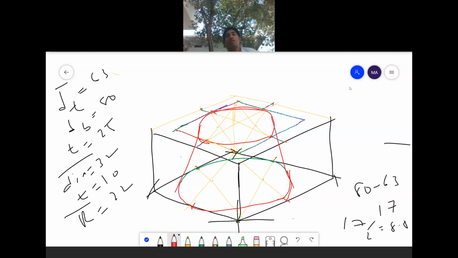Here only the red color will be very dark. The red color lines which I have drawn, the cone part, should be dark, and the green color lines should be dotted lines, which are hidden lines.